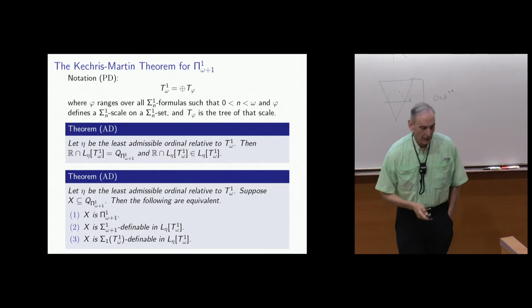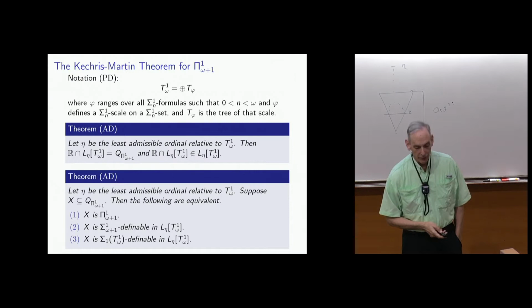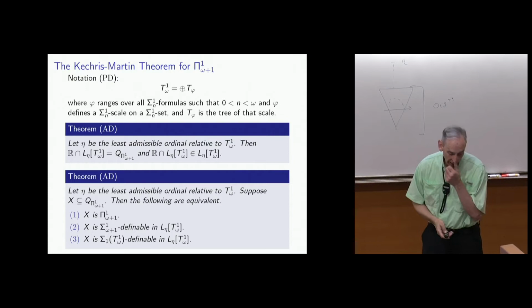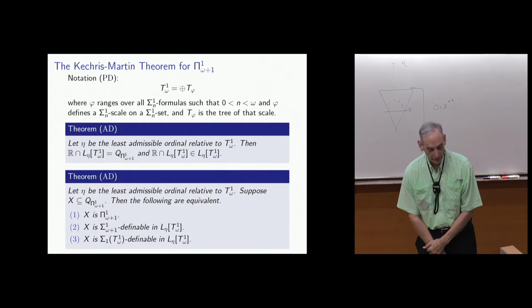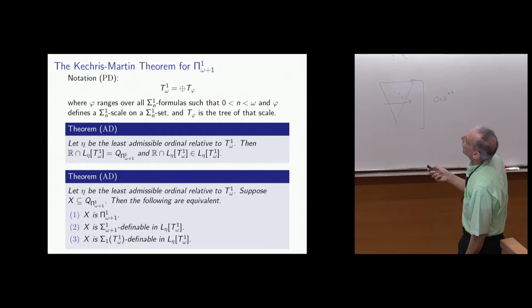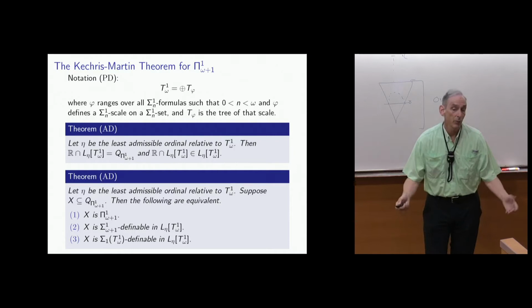And then you get the analog for M1. Let eta be the least admissible relative to T1 omega. Suppose X is a subset of the Q. Then the following are equivalent. X is pi 1 omega plus 1. X is sigma 1 omega plus 1, definable in the L eta of T1 omega. That's Spector-Gandy at this level. But now we get the Aguilera-Müller theorem. X is sigma 1 definable with T as a parameter in this model. Now, this direction's easy. The problem is to show that if X is sigma 1 T1 omega definable in here, why is X pi 1 omega plus 1? Looks like it could be more complicated.